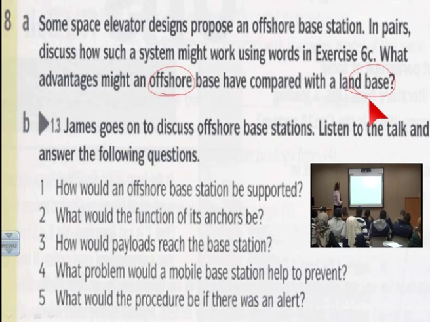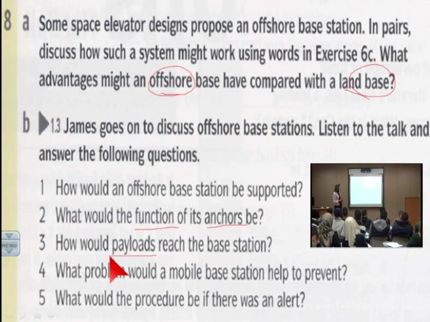Okay, number B, it says, James goes on to discuss offshore base station. Listen to the talk and answer the following questions. We have 5 questions here. I suppose we're going to talk about how an offshore base would be supported, because it is inside water. How do they support it, make it stable, not moving from one place to another? And what would be the function of its anchor? You must know the word function, so important for you. Anchor, you know the anchors? That's right. How would payloads reach the base station?